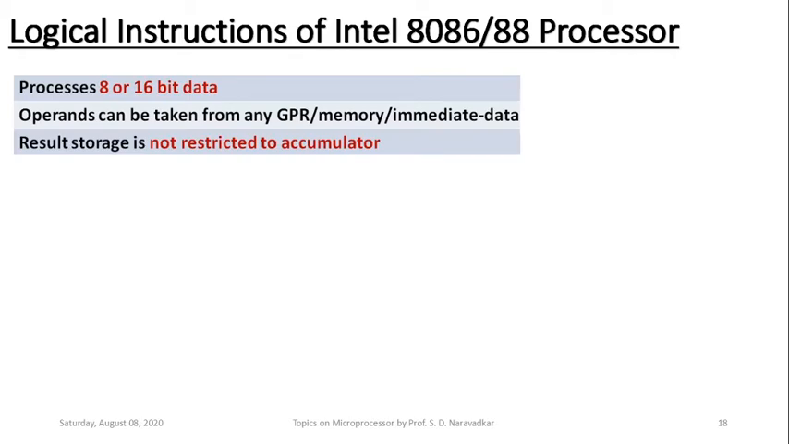Now basically logical instructions process either 8-bit or 16 bits of data. That data or operand can be taken from any general purpose register, GPR, or can be taken from a memory location, or sometimes immediate data can also be specified. It means that register addressing mode, direct or indirect addressing mode, or immediate addressing mode can be used for reference of the data which we want to process by using logical instructions.